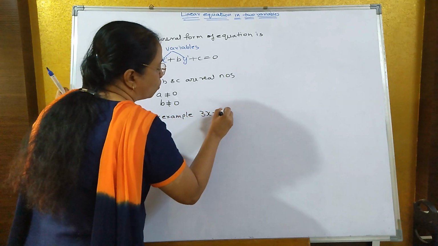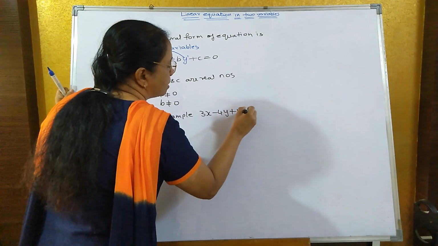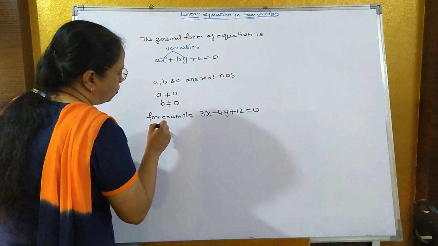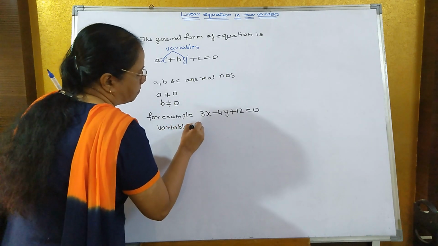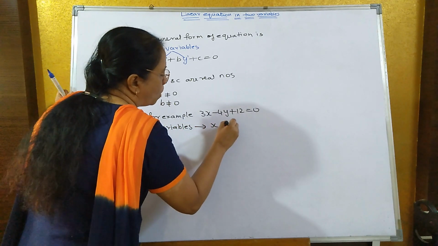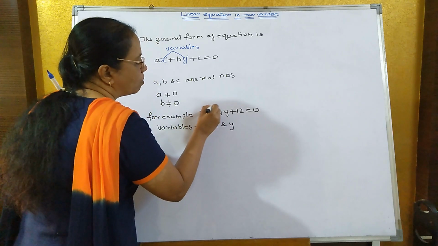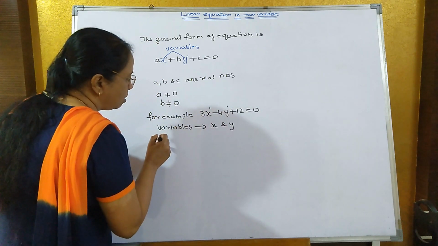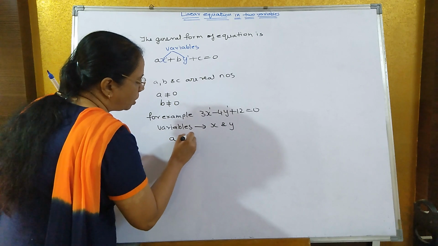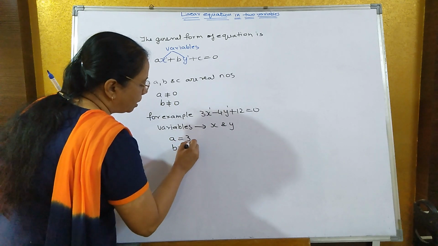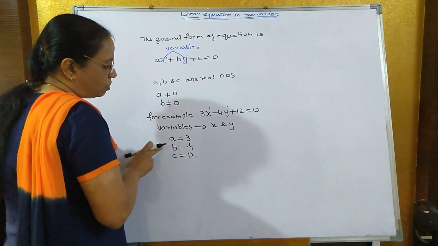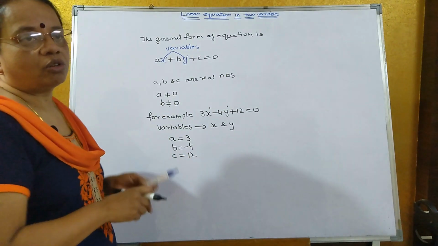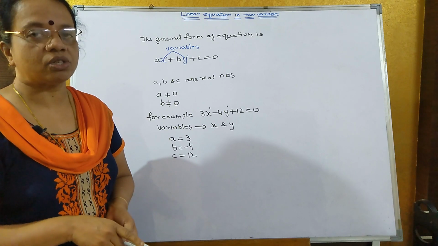For example, 3x minus 4y plus 12 is equal to 0. What are the variables over here? Variables are x and y, and the degree of both x and y is 1. And a is equal to 3, b is equal to minus 4 and c is equal to 12. So a is not equal to 0, b is also not equal to 0. Such an equation is known as a linear equation in two variables.